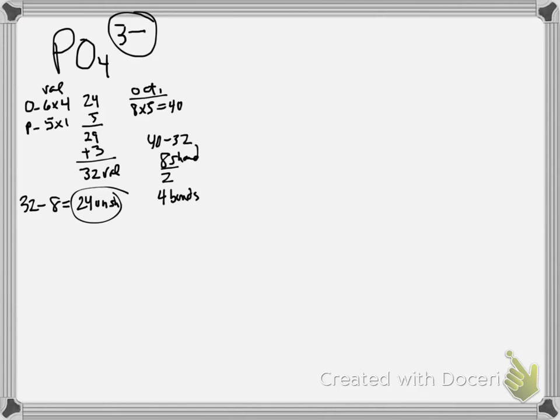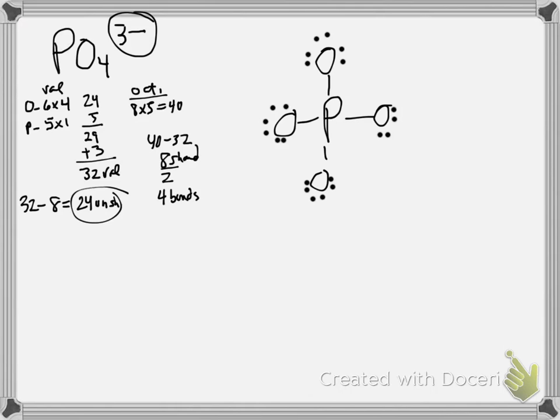Okay, so we have 4 bonds and we have 5 things. Phosphorus in the middle. 1, 2, 3, 4. 1, 2, 3, 4. Okay, well, that looks pretty good. Now, how many unshared electrons do we have? 24. So each of these oxygens came in with 6. You got 4 things. 24 divided by 4 is 6. That's 24.